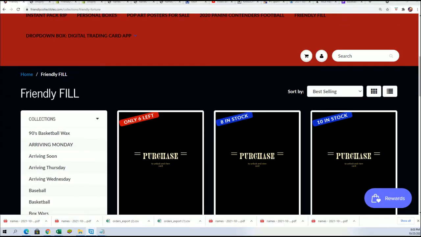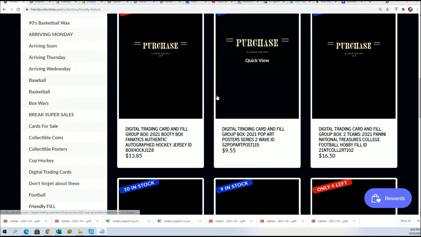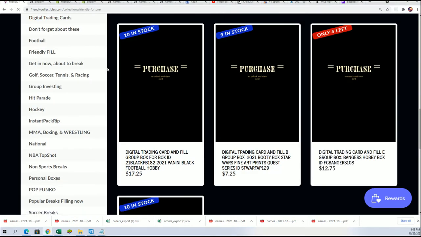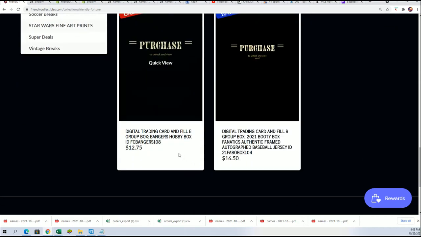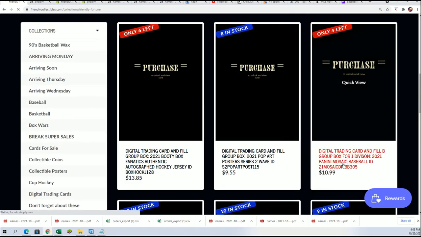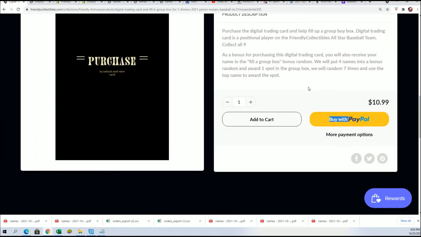But you can see here we have our four owners. We're going to run this filler here and see who gets in for a quarter of the price. It's four owners. And it's the same filler that you see right here. So $10.99 for the filler price. And four owner names go through, one winner.